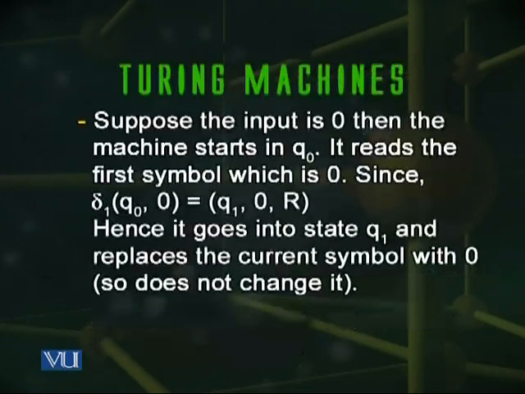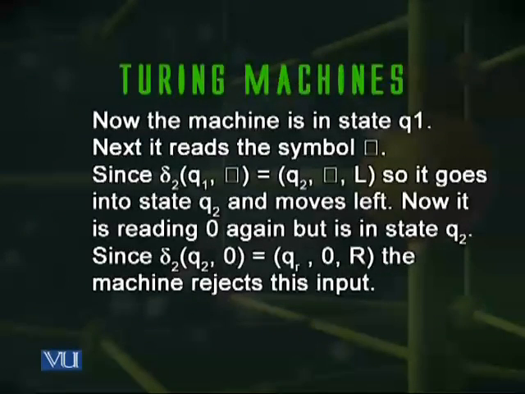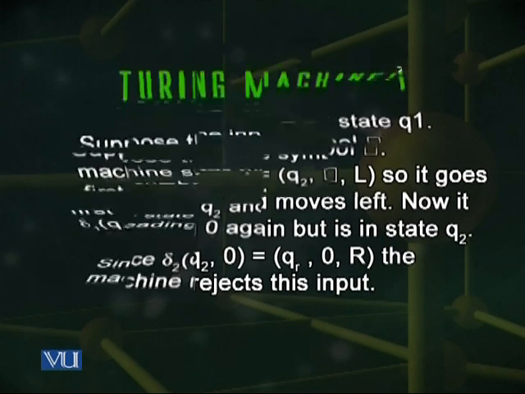Suppose the input is 0. Then the machine starts in the state Q0, it reads the first symbol, which is 0, and goes to the state Q1 and moves to the right. Once it's in the state Q1, it reads the current symbol, which is blank, and moves to the left and goes into the state Q2. Now, the machine is reading 0 again, but is in the state Q2. Since delta of Q2, 0 is QR, the machine rejects this input.